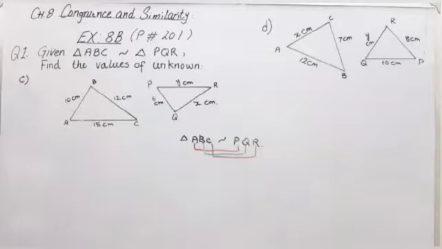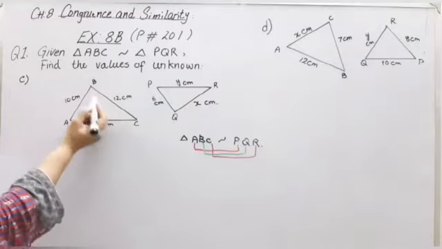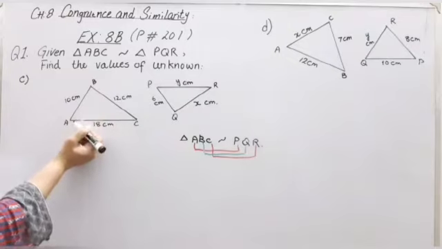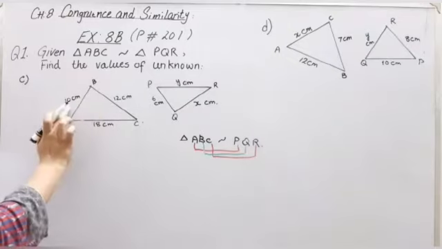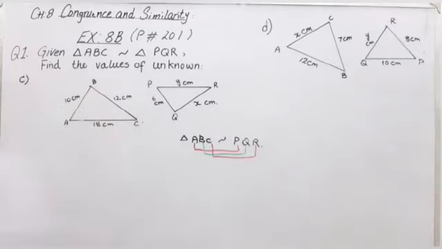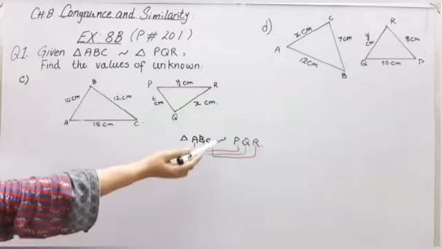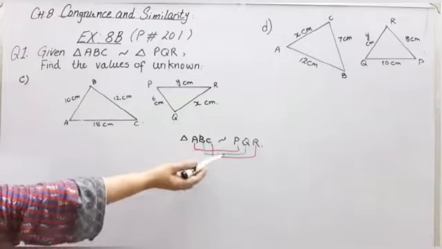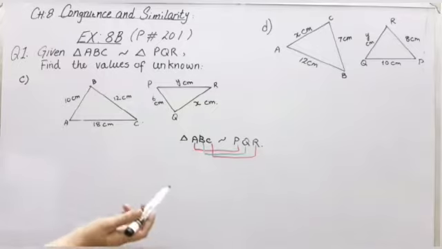Hey viewers, today we are going to learn about similarity. In the previous lesson we covered similar angles. Now in this video we find out the similarity between the sides. Triangle ABC is similar to PQR. The colors show that A corresponds to P, B corresponds to Q and C corresponds to R.